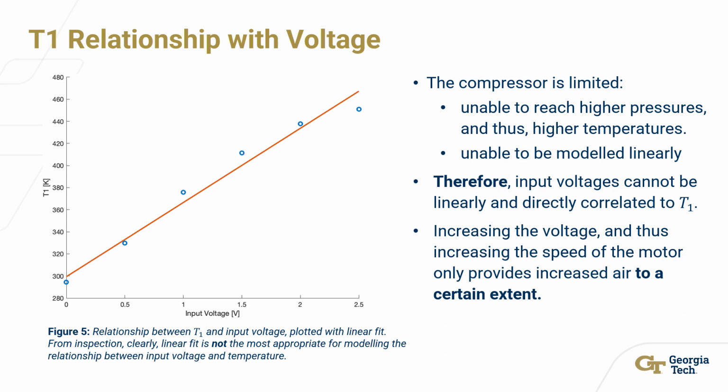However, when characterizing the relationship between T1 and input voltage, the relationship is not linear, and with increased voltage, T1 will flatten out and not achieve higher temperature values. This demonstrates the limited capabilities of the compressor to achieve high temperatures.